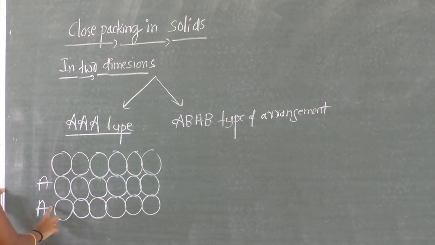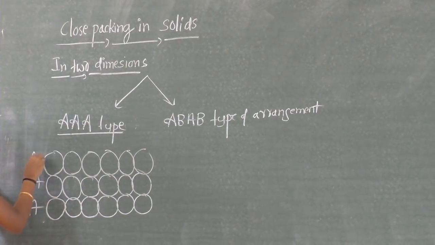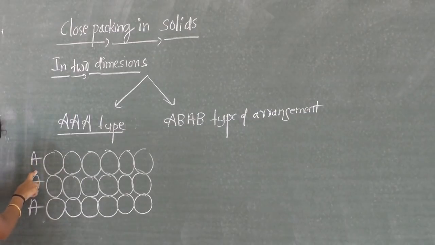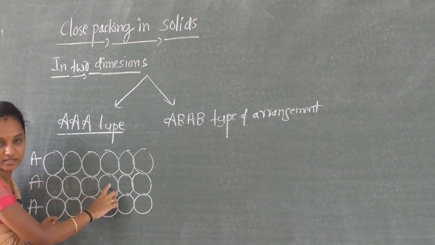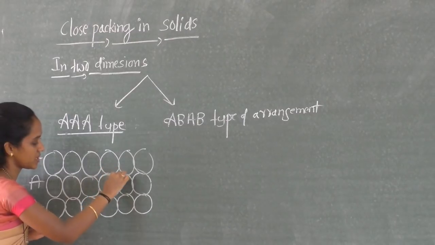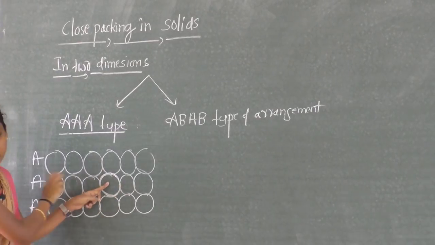This layer is also similar to A type, the first layer, or similar to the second layer. So this is also layer A. So now this will be AA type of arrangement. Clear? If you consider any sphere at the center, so consider this particular sphere. See here, this is a sphere. Now see the neighboring particles.